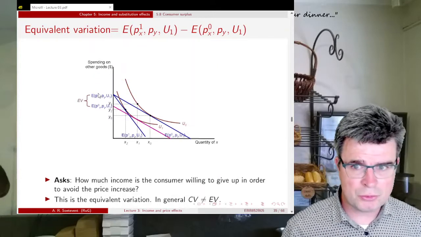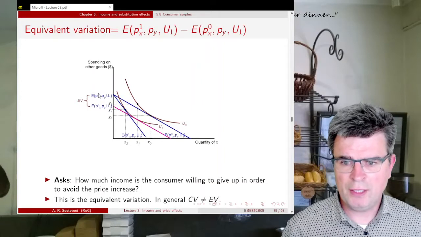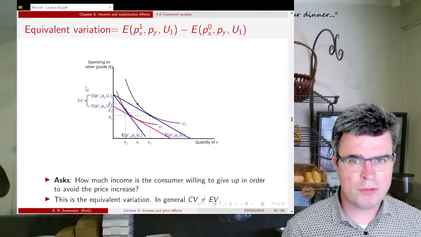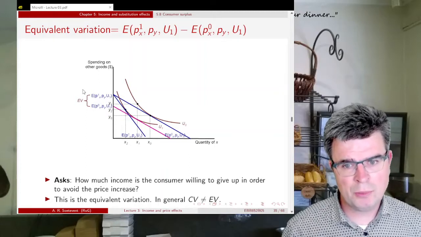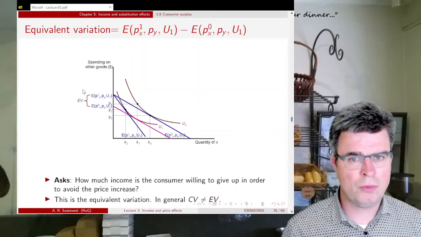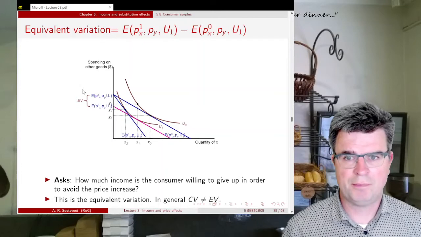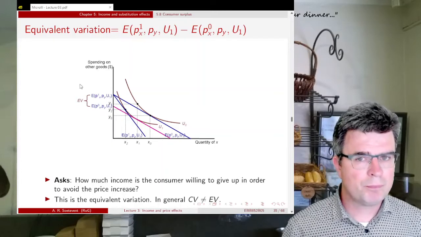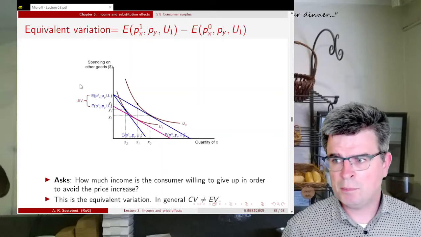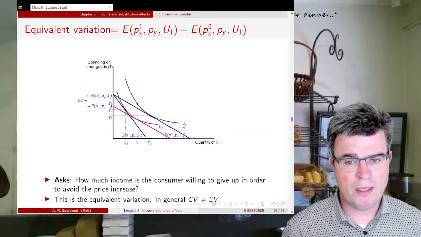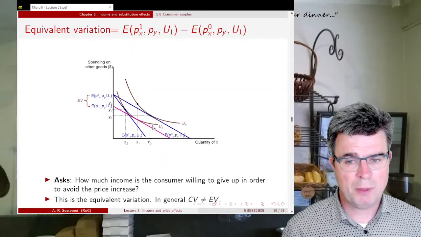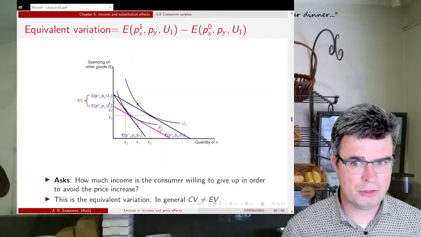Then there's another construct which is called the equivalent variation, and the equivalent variation answers the question, how much is the consumer willing to give up in order to avoid the price increase? Now, it is clear that the price increase makes the consumer worse off. He can no longer reach the utility level U0, but he can only reach the utility level U1, which is lower.